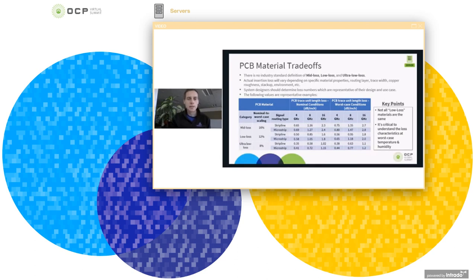So for a mid-loss material, enhanced FR4, for example, you can expect around a 16% degradation in insertion loss at Nyquist, going from room temperature conditions to high temperature, high humidity conditions. What this boils down to is, if you look at the right half of this table, these are the loss per unit length for the different materials under worst case conditions. And the far right column, 16 gigahertz, is for 32 gigatransfers per second. And as you can see, even the ultra low loss materials are in the 1+ dB range per inch.